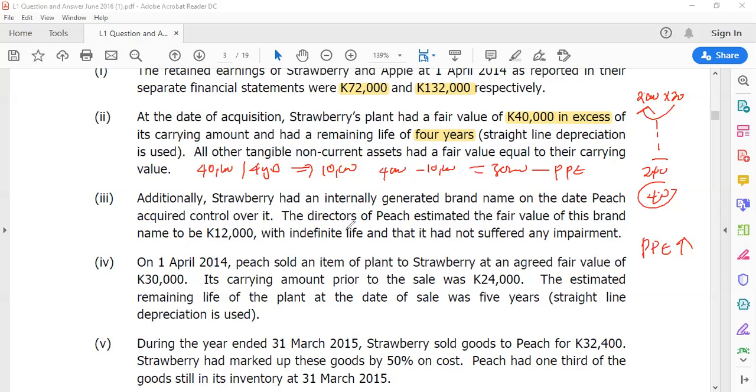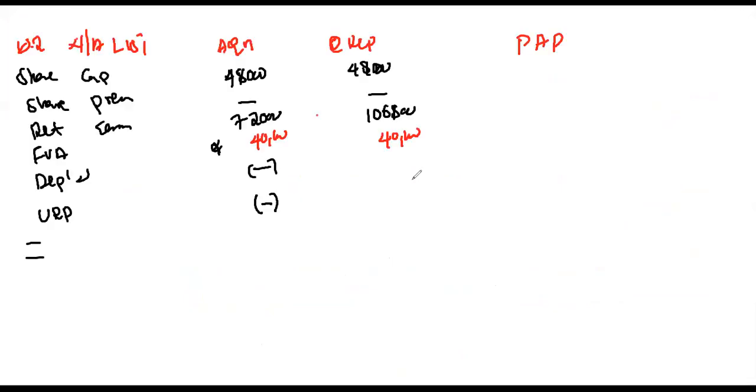So what do you now do? The 30,000 goes to PPE, the 10,000 goes to fair value adjustment, the 40,000 goes to fair value adjustment, and then the 10 is removed. Now let's show you how it's going to be done. First of all, we'll bring the 10 for depreciation here to remove.